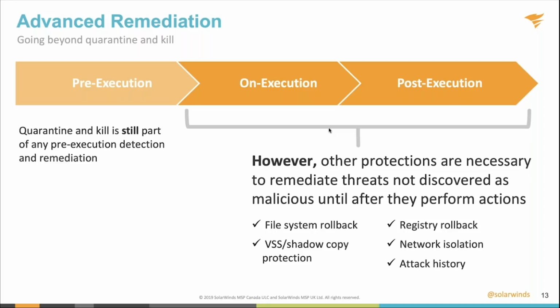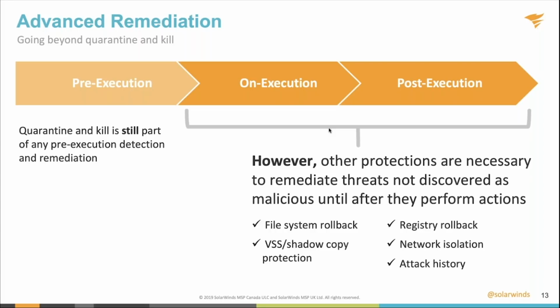And we need to be able to perform other actions like doing file system rollbacks, being able to take advantage of shadow copy to restore files that have been encrypted, restoration of registry entries that may have been changed by those processes, being able to isolate a device from the rest of the network so that device can't spread the malware to other devices within the environment. And then, of course, you want to be able to look at the attack history of these things so you can see where they came from, what things they affected, and so on.